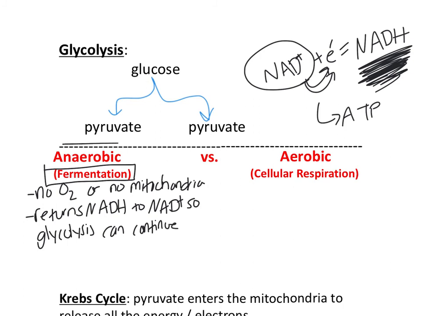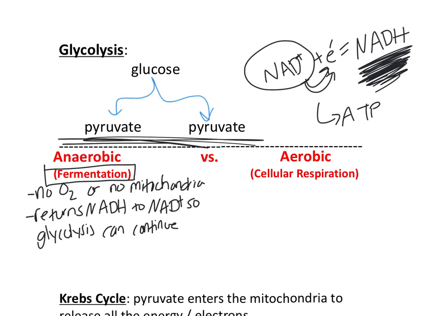If I just stopped at the conclusion of making the pyruvates, I would have a lot of NADH in the cell, and I would be able to break down no additional glucose and make no additional ATP. So that would be a problem. The cell would run out of energy.